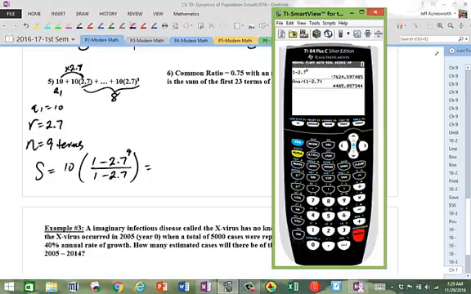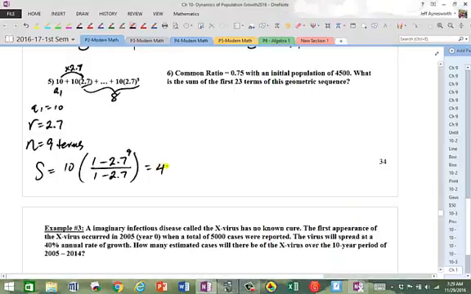And then you got to multiply it by 10, so times 10. And we get 4,450.57 roughly. So 4,450 point, let's say 57, rounded to the nearest hundredth. Okay?